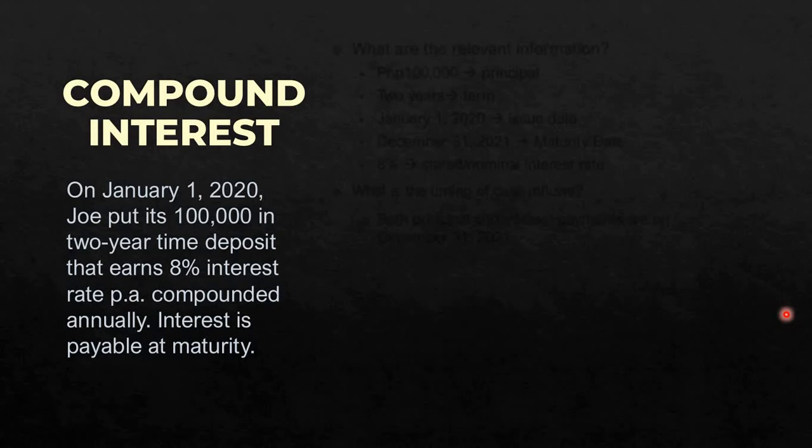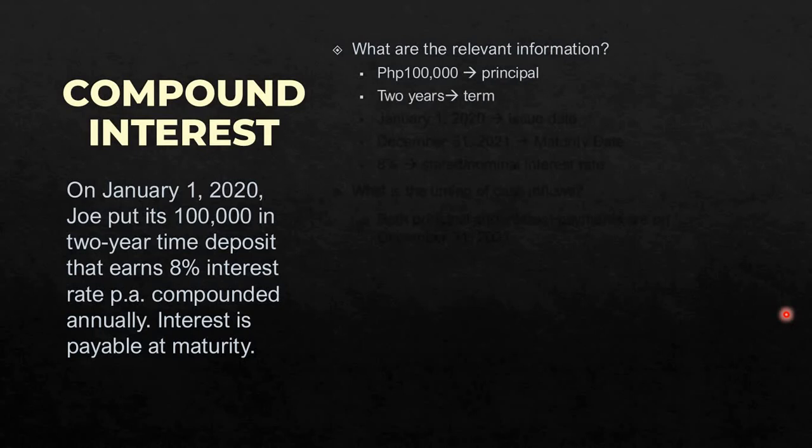So, before we proceed, let us again gather the relevant information. So, una is, again, the principal is 100,000 pesos. The term is 2 years. Then, the issue date or the starting date natin is January 1, 2020. So, ito yung start ng 2 years na term ng time deposit.